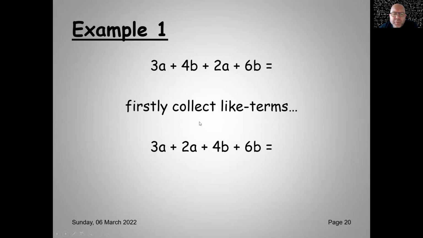So first, let's just put them all in the right order. So we've got a 3A and a 2A, 4B and a 6B. We've just sorted them out. So we've got the A's together and the B's together. We can now bring them together. So 3A plus 2A is 5A, 4B plus 6B is 10B. So we've made the equation tidy. We've simplified it by bringing all the like terms together.